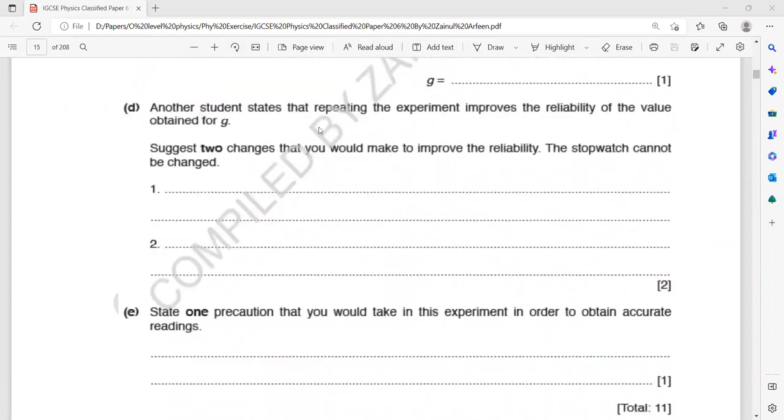Then another student states that repeating the experiment improved the reliability of the value of g. State two changes that you would make to improve the reliability. The stopwatch cannot be changed. What changes must we make to this experiment to increase the reliability? Plotting a graph. Okay, or plot a graph to identify an MLS. What else? Repeating with more values, larger values.